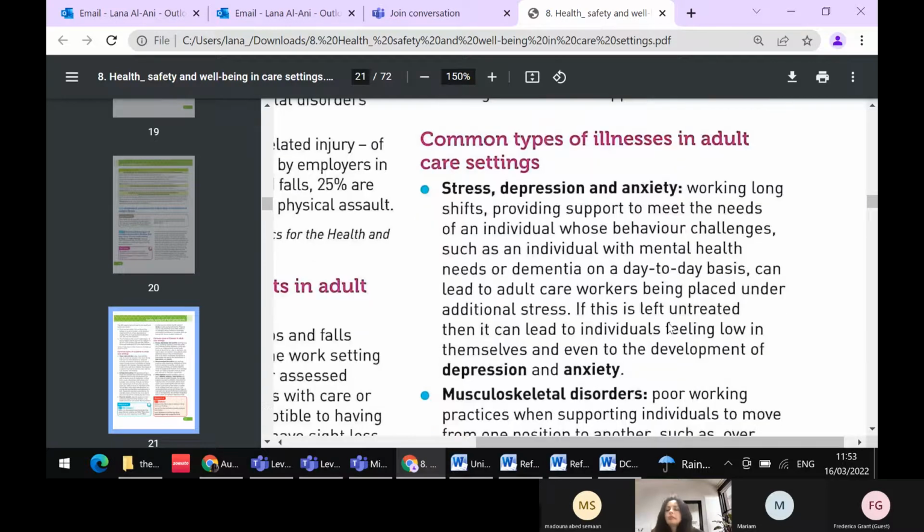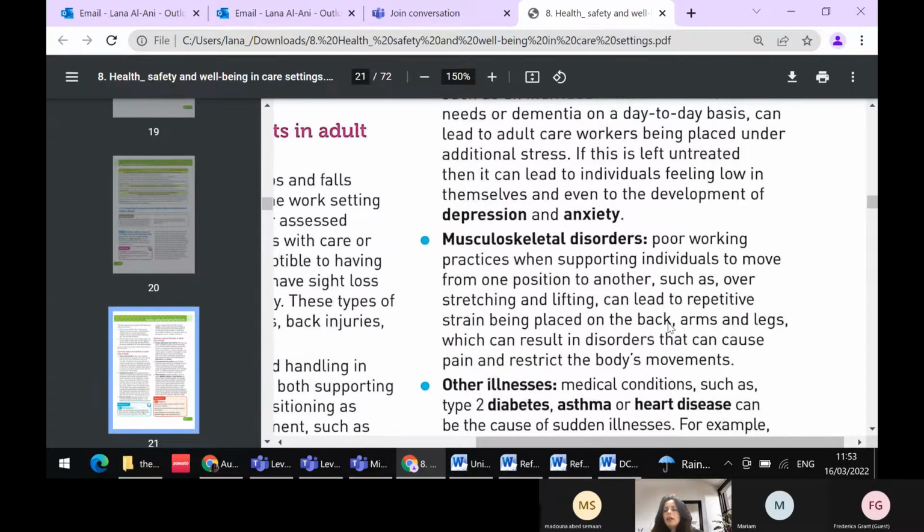Also, there are so many disorders that could happen in the workplace. Can you give me an example?